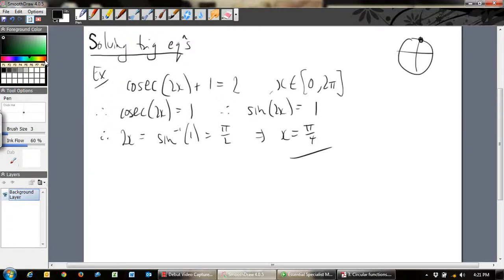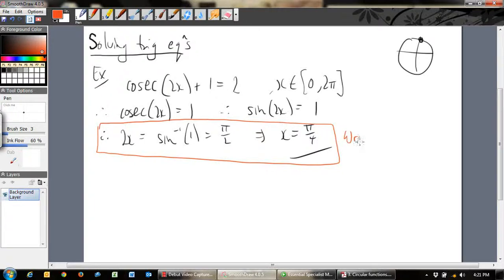So I'll just put this in red. Okay, so this is wrong. What we need to understand is that x is in this range. X is in the range from 0 to 2 pi. Okay, so I'll just write this down. X is in the range 0 to 2 pi.